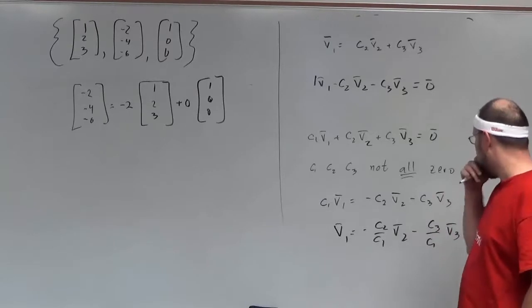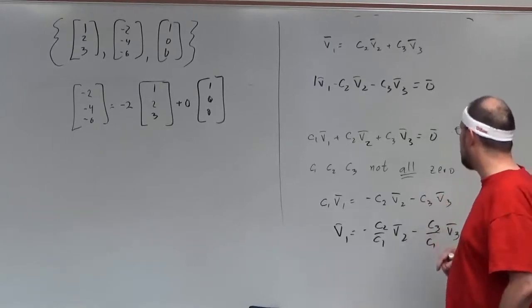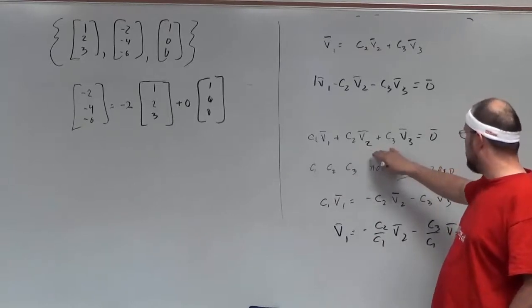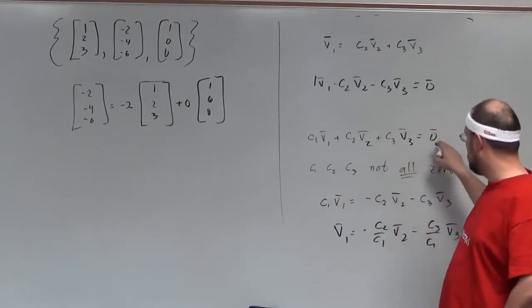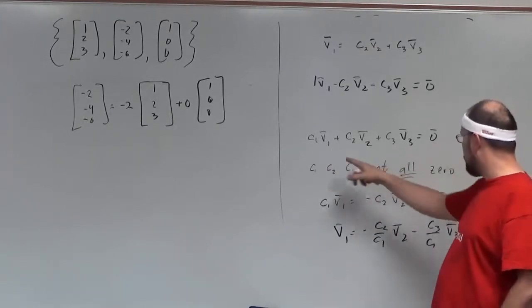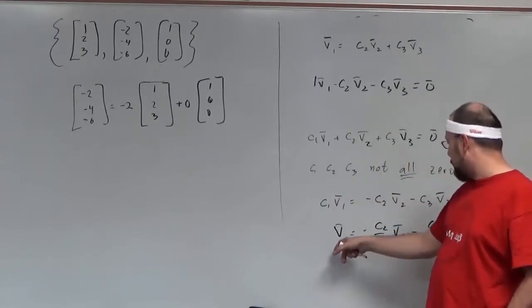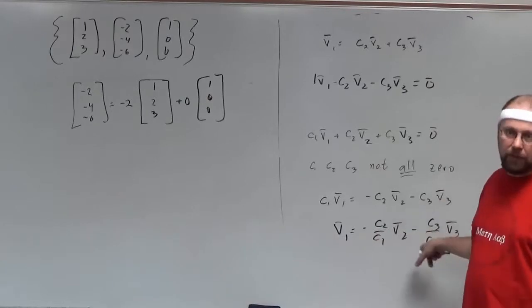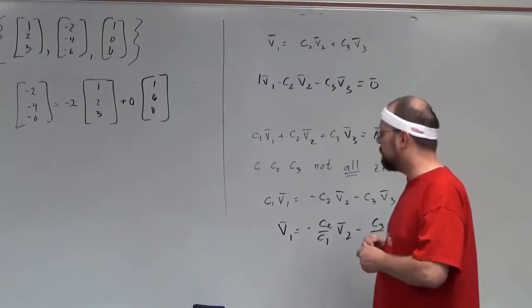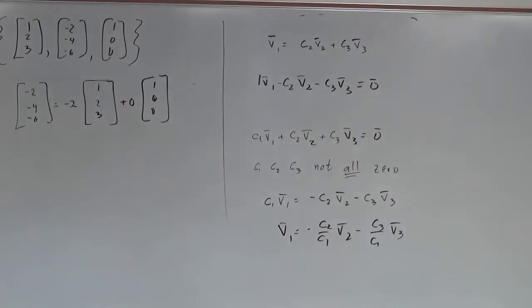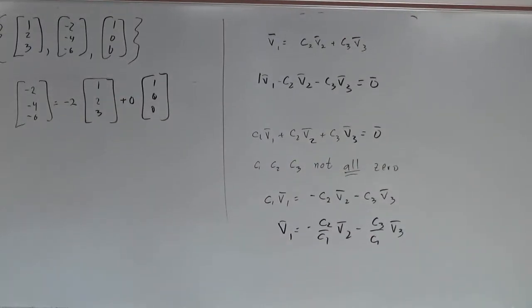So this demonstrates the idea that if you can find a linear combination of your vectors that's equal to 0, but where some of the coefficients are not 0, then you can always write one of the vectors as a linear combination of the others. Then that brings us to the computational definition of linear dependence and independence.